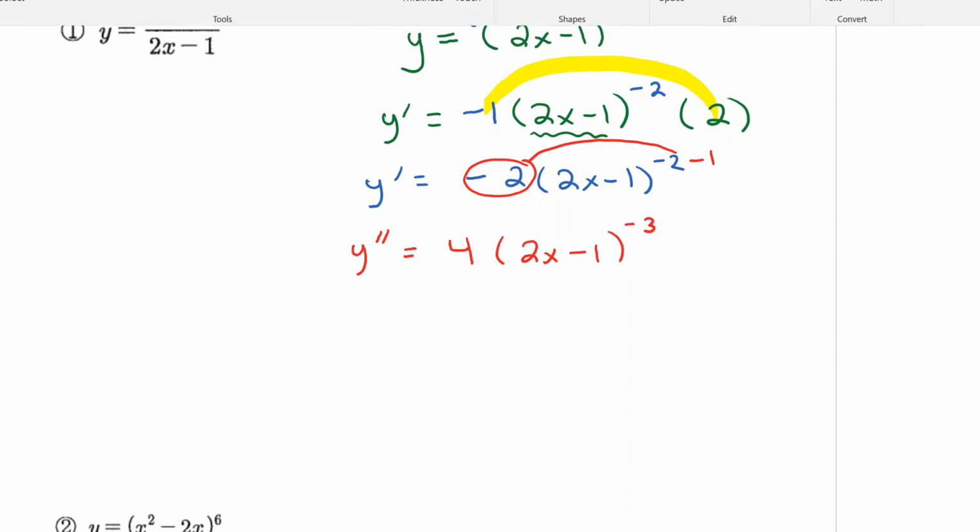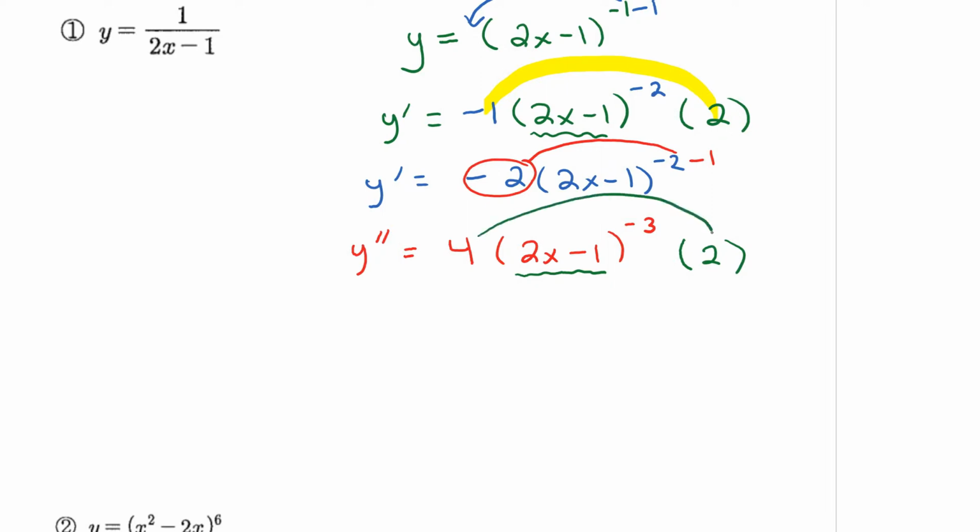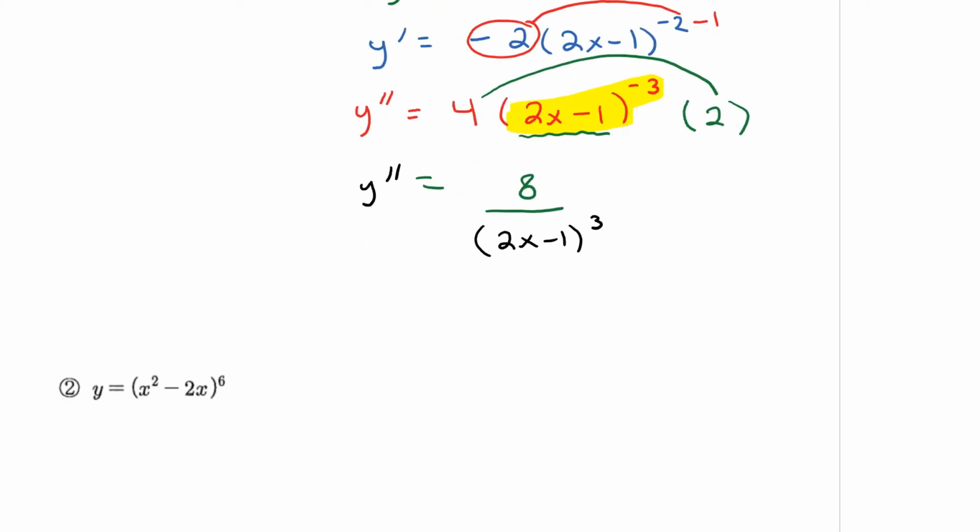And then the chain rule states that you need to take the derivative of the inside guy, and that's going to be 2. If you simplify that, 4 times 2 is going to be 8. And everything here that's being raised to the power of negative 3 can just go on the denominator, and that would give you bracket 2x minus 1, close bracket, to the power 3, and this is y double prime. So that's your answer for question number 1. That's the second derivative. Okay, let's go to question number 2.